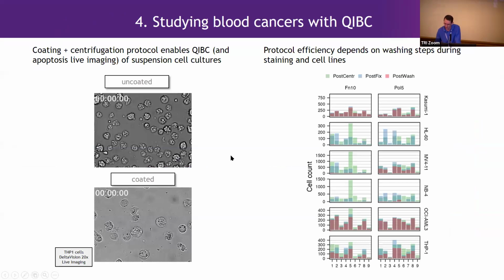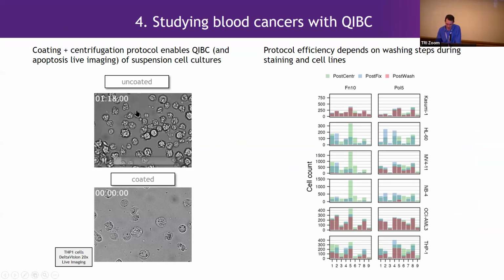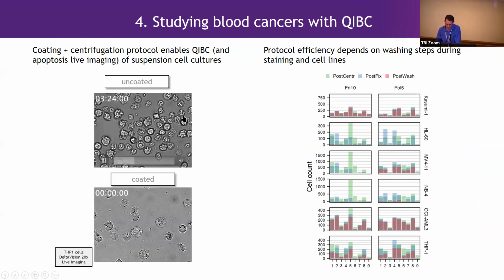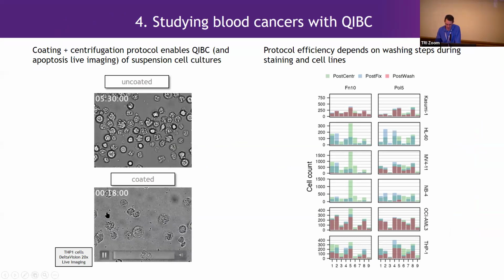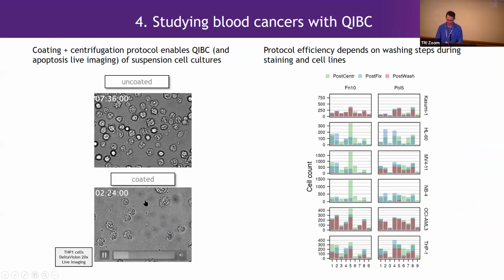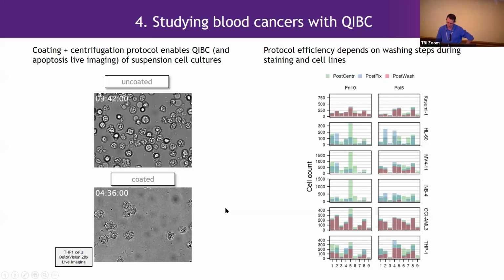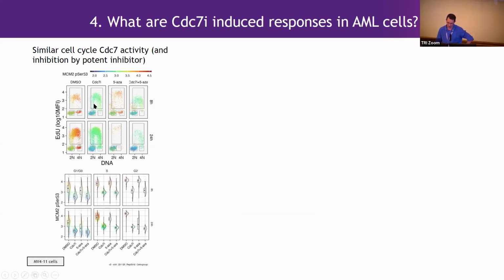And finally, we can also study blood cancers. We can also study suspension cells in high content imaging. When you do live imaging with them, they just don't adhere. But if you coat and spin them, they can remain attached in there, and you can do this analysis in blood cancers as well. So this is MV411, an AML cell line that we are studying in the lab.